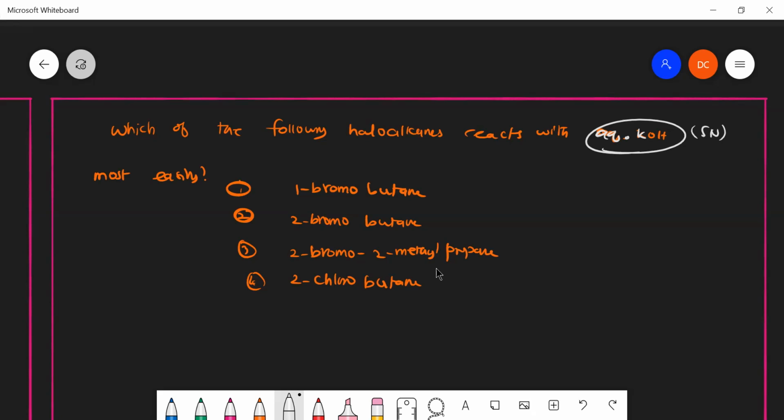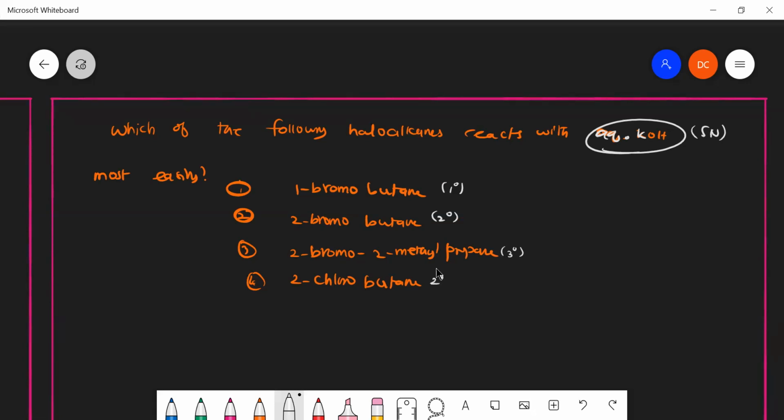React with aqueous KOH. So it's a nucleophile. Yes. So usually, which reaction will be preferable? Which can most easily react? So 1-bromobutane, what is the degree of this compound? 1 degree. 2-bromobutane, 2 degree. 2-bromo-2-methylpropane, that's a 3 degree.